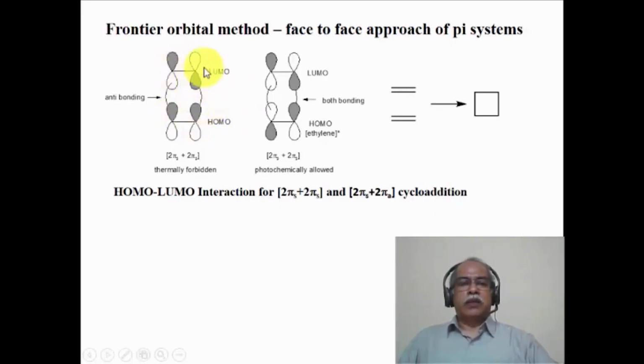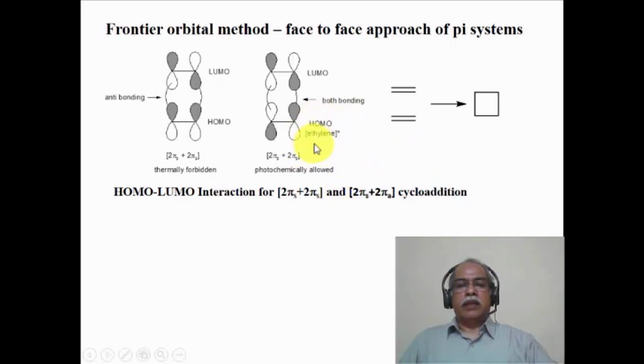In other words, with respect to this pi system, it is suprafacial because the two lobes are on the same side of the pi system. Similarly, these two lobes are also on the same side of the pi system. So both the components are suprafacial and suprafacial with respect to each other. However, in the ground state, the HOMO-LUMO interaction essentially leads to an antibonding kind of an interaction, which is shown by the overlap of this molecular orbital lobe with this molecular orbital lobe. Such an antibonding interaction will cost energy, and as a result of that, we can say that this is a thermally forbidden reaction. However, under photochemical condition, you are promoting one electron from the ground state to the excited state.